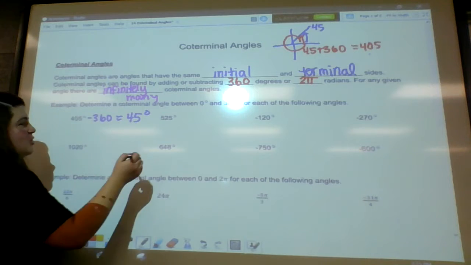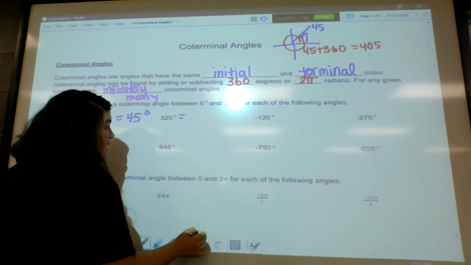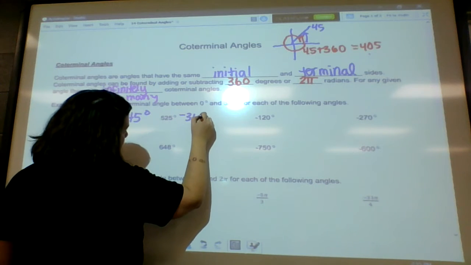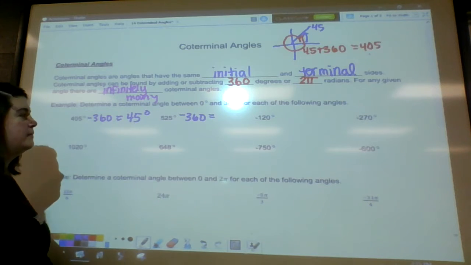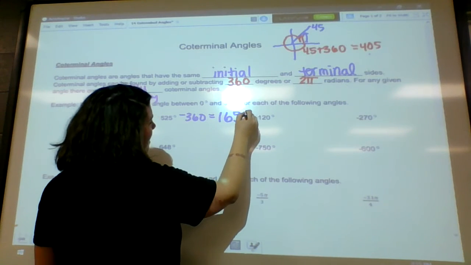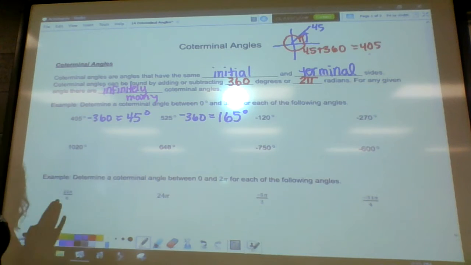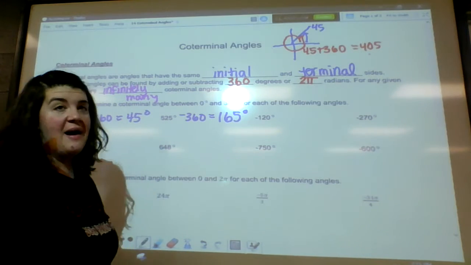All right, what about 525? That is bigger than 360, right? So you can subtract off 360. What is 525 minus 360? 165. Now, I know that's not an actual angle that is on our unit circle. It's on there. It's just not one of the nice ones that we use. But if I asked you anything about 525, you could use 165 in its place.